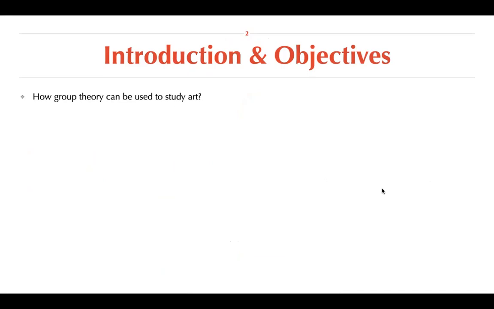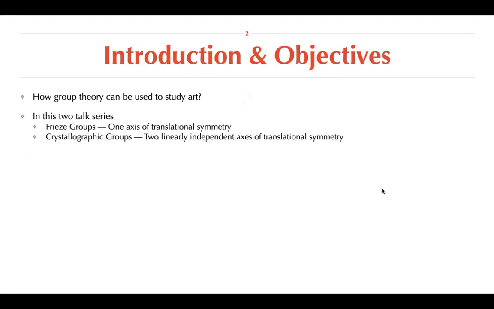I'll say a few words about how group theory can be used to study art, and give concrete examples of how we can use group theory for studying art. In this two-talk series, the first talk is on Frieze groups, which have one axis of translational symmetry. The other is the crystallographic groups. These can also be for the 3D case, but in the next talk I'll primarily talk about the 2D case, which will have two linearly independent axes of translational symmetry. Today I'll talk about the first part, that is Frieze groups.